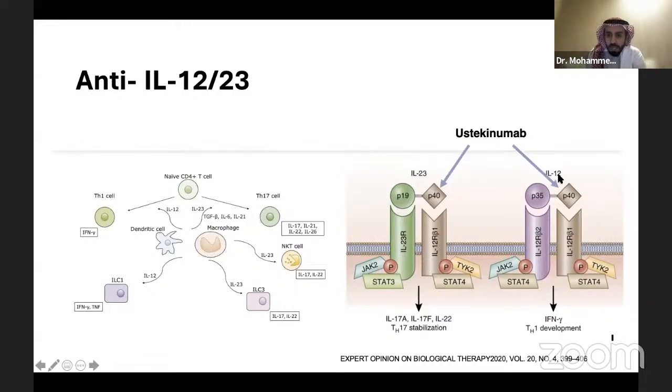IL-12 mainly works on augmenting the Th1 interferon gamma pathway. IL-23 has more of a role in the Th17 pathway, and Th17 is more specific to the gut in terms of IBD processes than IL-12. That's why more and more biologics are now targeting that pathway, trying to be as specific as possible for fewer unwanted side effects.